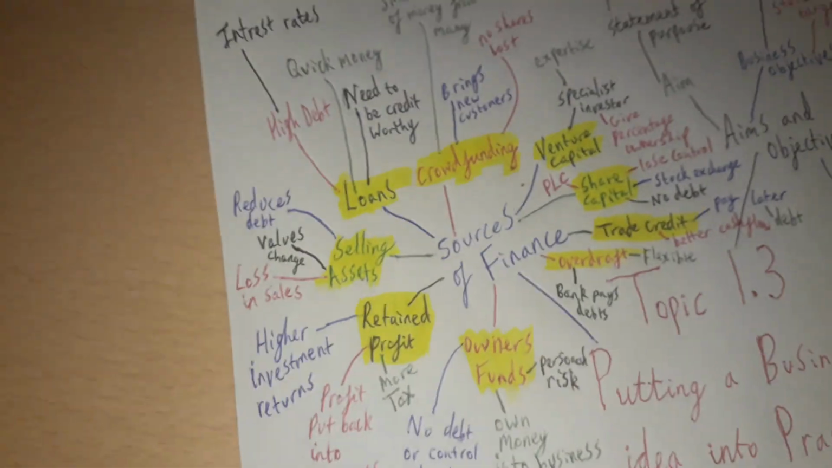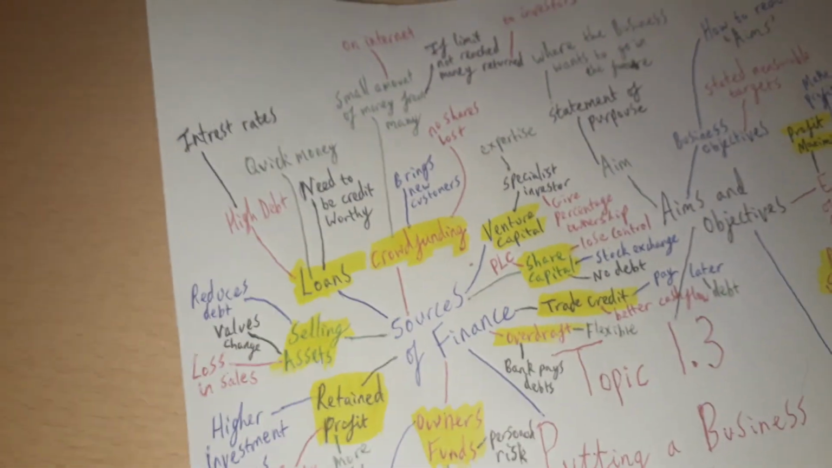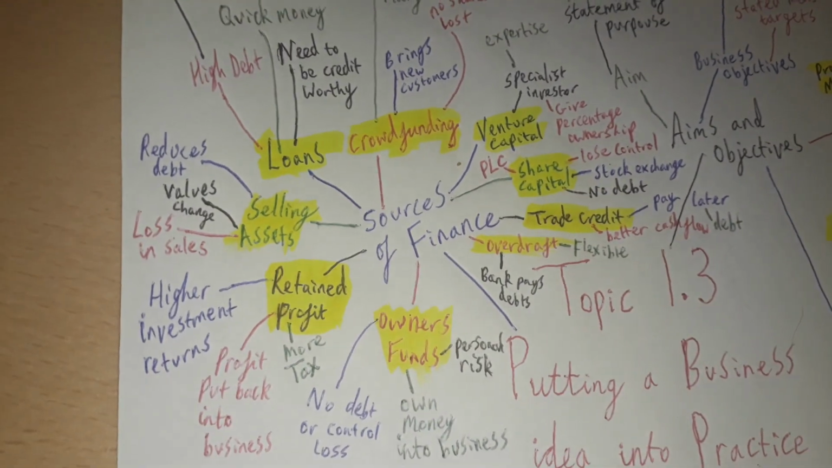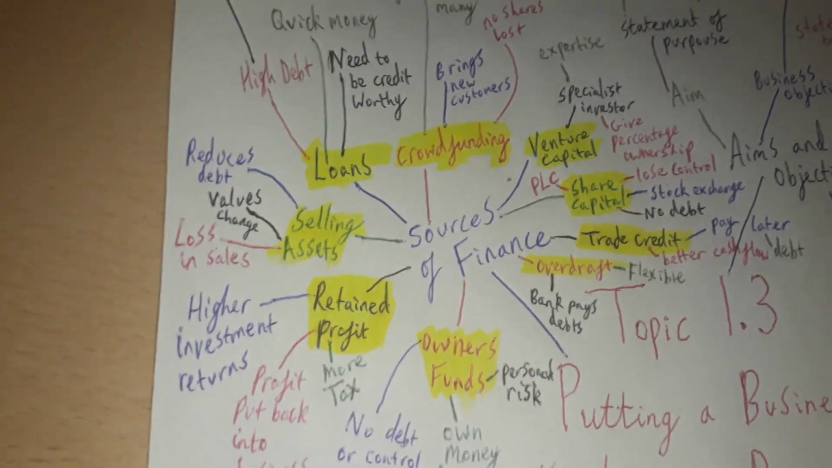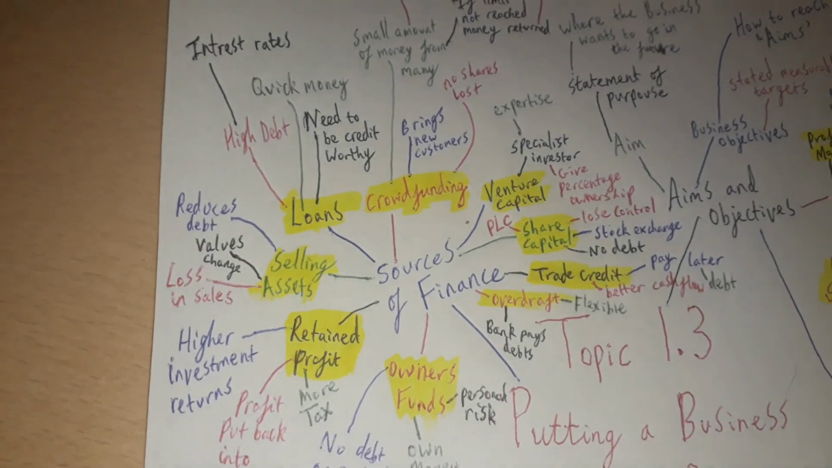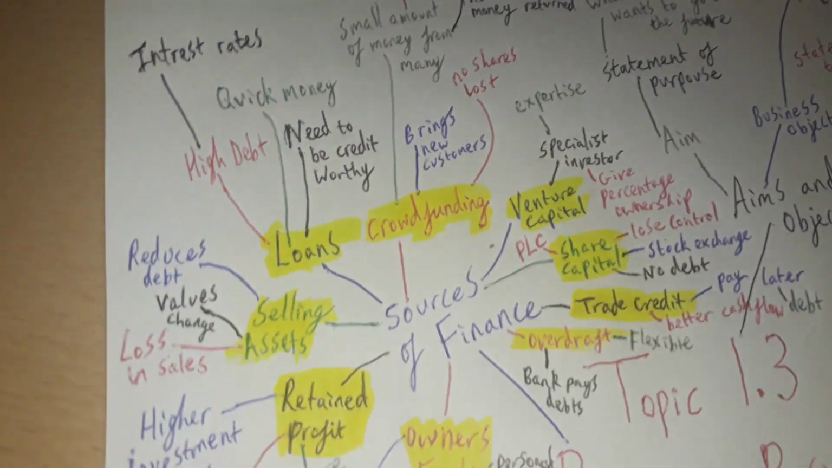However, it is good because values of assets can change. So if the value of the asset goes up and then you sell it, you're getting a lot more money than you paid for it, which is basic business, really. Also, it reduces debt because you can't get in debt from selling your own things. Well, the business's own things.